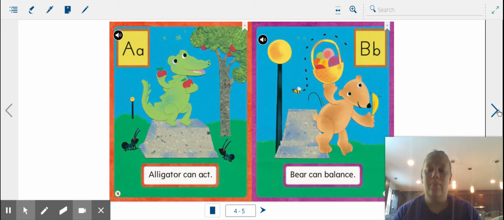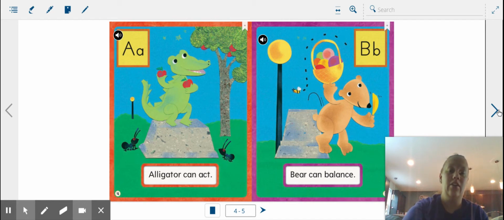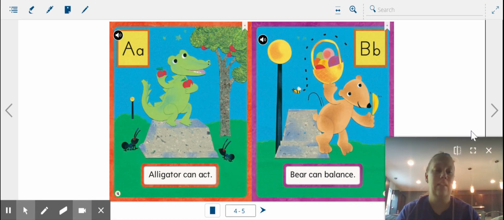A, alligator can act. And this week we're going to look at the letter on the page as well as the animal, and the letters should match. A says, alligator, and it starts with an A. B says ba, so what's our animal? Bear. Good. Bear can balance.